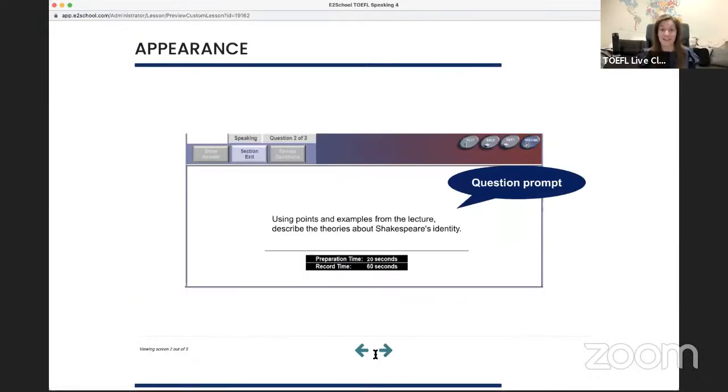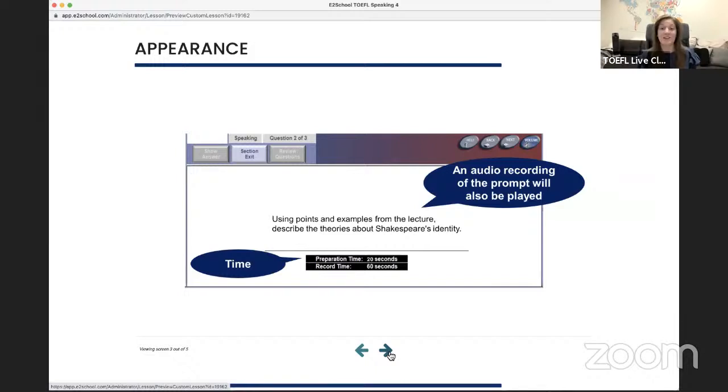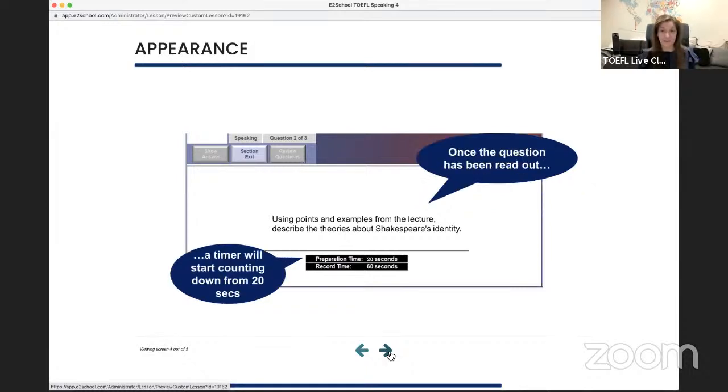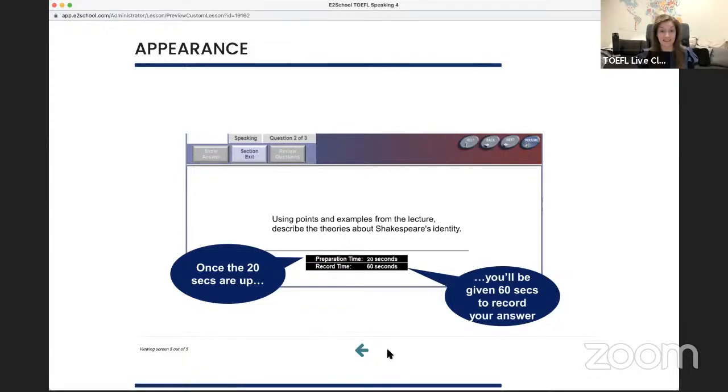After that, you'll see the question prompt. So an audio recording of the prompt is also played. So basically the question is read aloud and you see the time. So once the question has been read aloud, a timer will start counting down from 20 seconds. And that's the time that you have to prepare. Then once those 20 seconds are up, you'll have 60 seconds to record your answer.